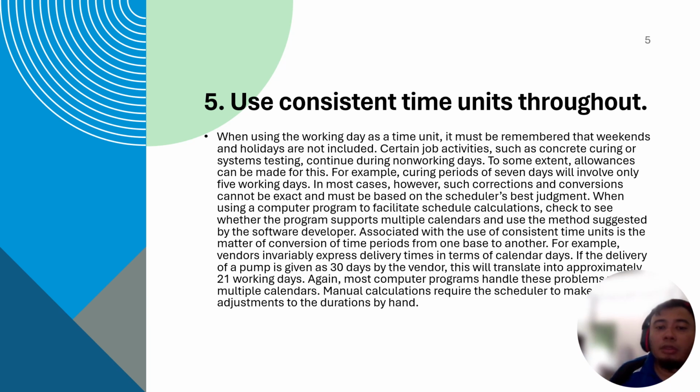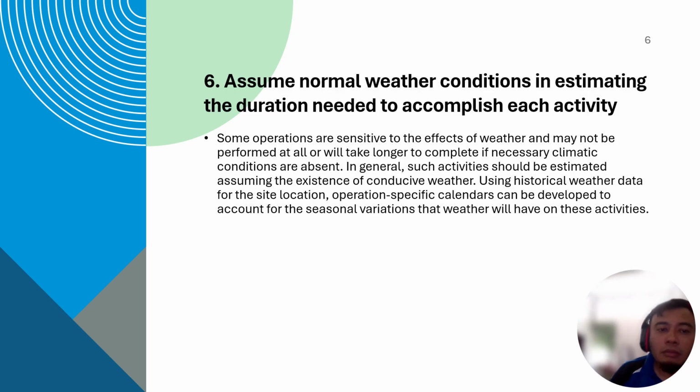The fifth one is use consistent time units throughout. So don't change from days to hours, or months to days. Usually we use days. And the sixth one is assume normal weather condition. So you need to assume there are no bizarre weather conditions like monsoon days.